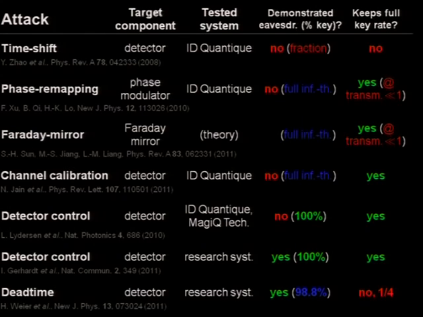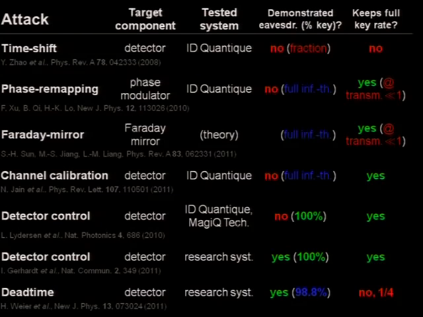There are different attacks. You can see from this table that they target different components, mostly the single photon detector, but also phase modulator, Faraday mirror. So there are different parts of the systems which are targeted. Most of the attacks have been tested and demonstrated on actual hardware. There's just only one recent attack, which is pure theory. You can see that in at least half of the attacks, people have tested security of commercial quantum cryptography systems.